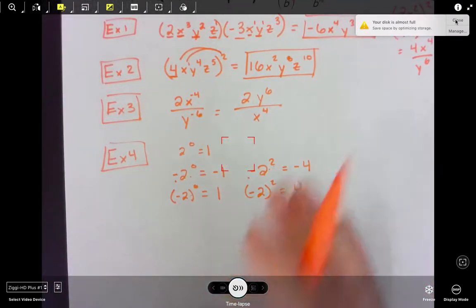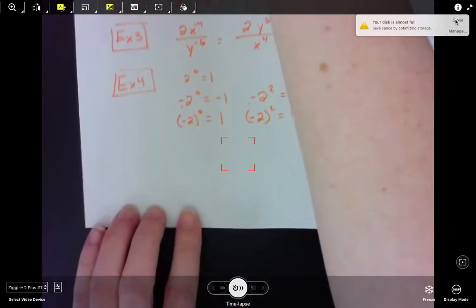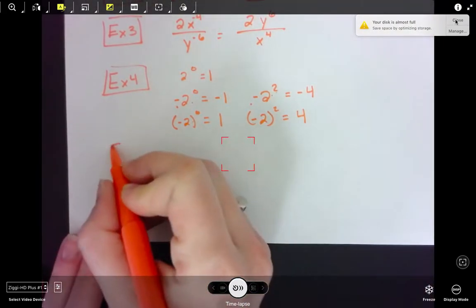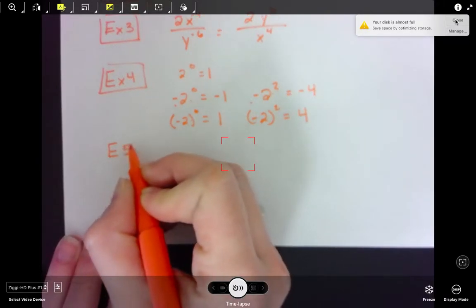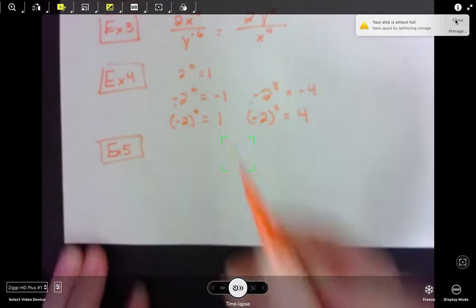I'm going to do another example down here. Okay, example 5. I'm writing down a lot of examples, so if you need to pause, make sure you go ahead and do that.